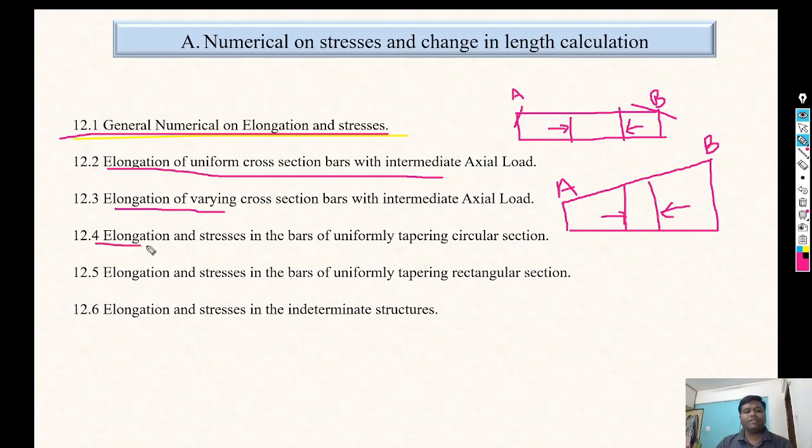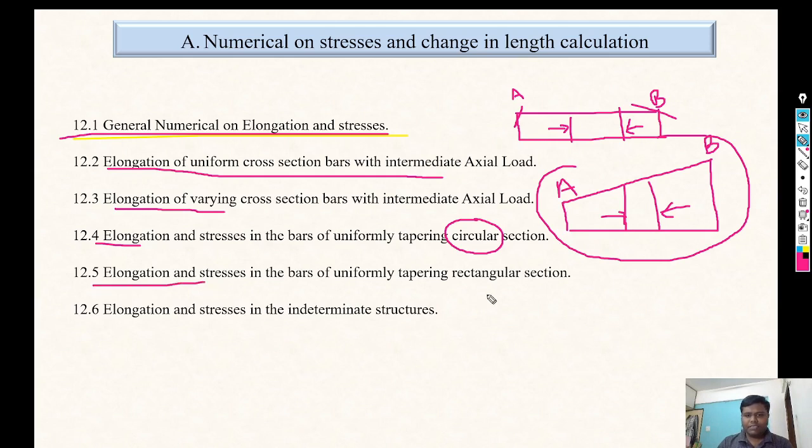Then the fourth is the elongation and stresses in bars of uniformly tapering section. Uniformly tapering section means like this, that is the circular section, so the diameters are different. The fifth one is again elongation and stresses in bars of uniformly tapering section, but which section? Rectangular section. So for rectangular and circular cross sections, I have considered two separate numericals.